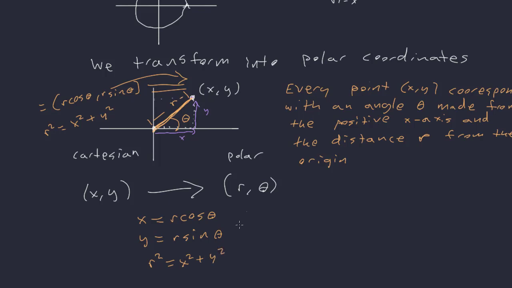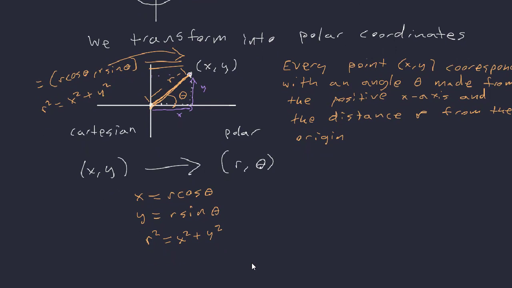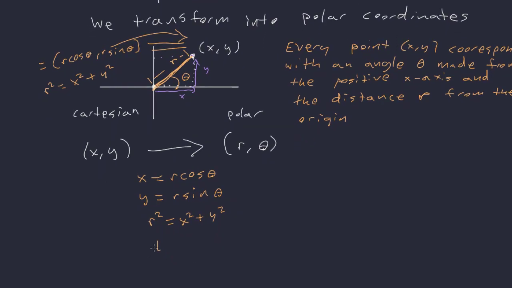And there's one more we could do that can sometimes come in handy. That's tangent theta is equal to y over x. All right, that may come into play every so often, but this is the main transformation here. Okay, this is the transformation.